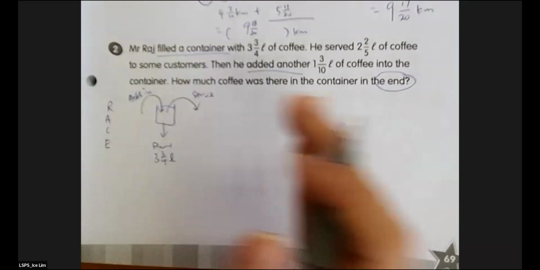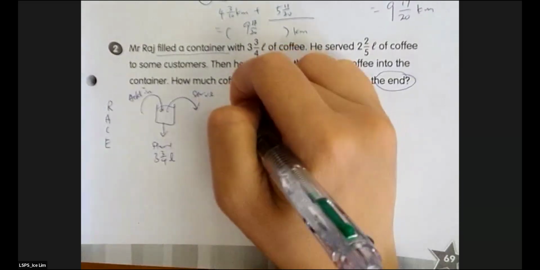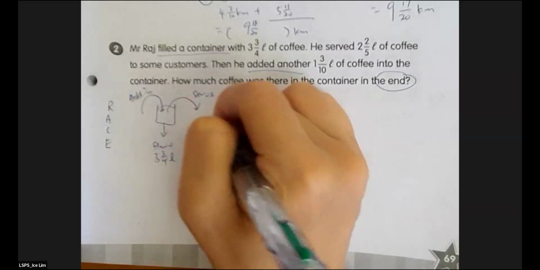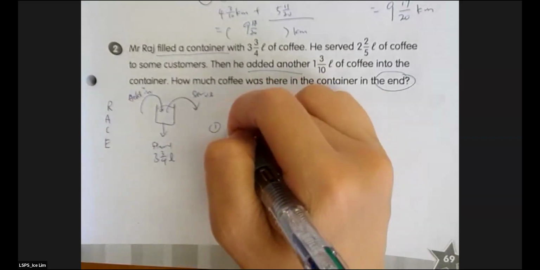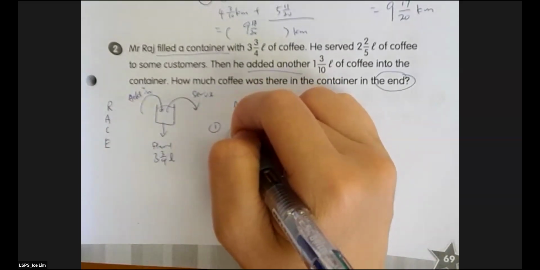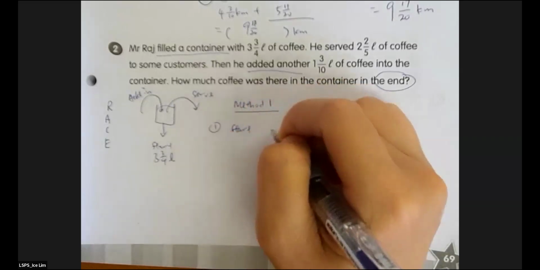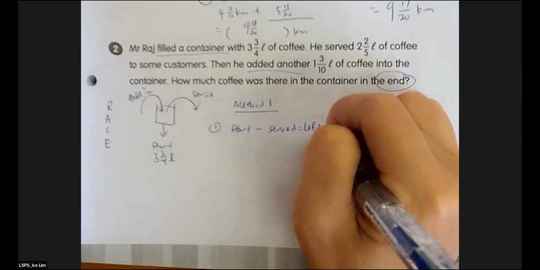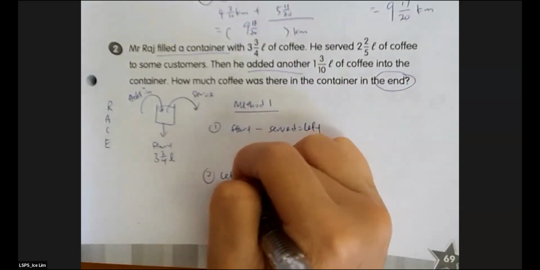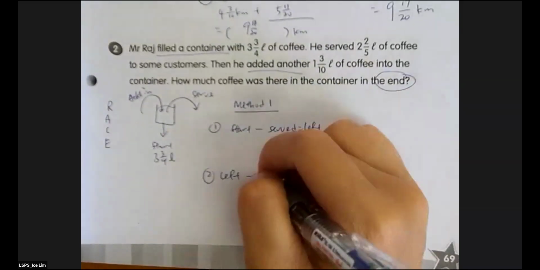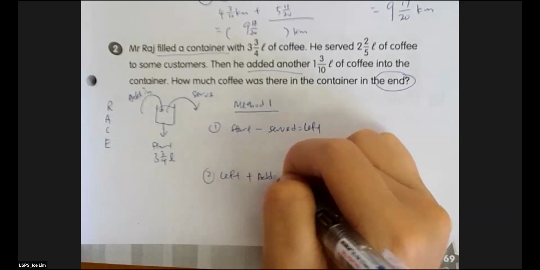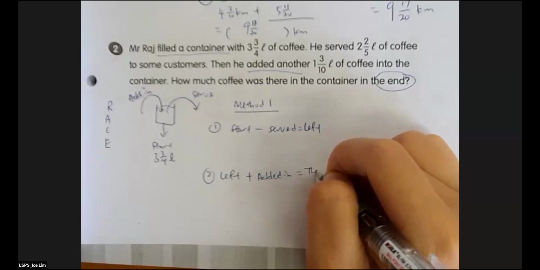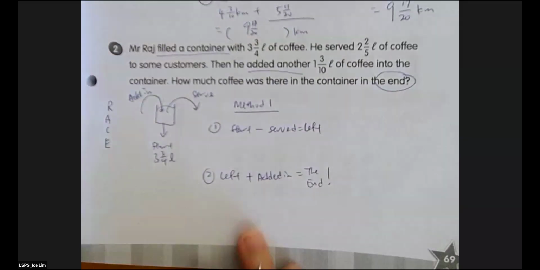Again, I can do step 1, step 2. If I do method 1, the two-step method. Step 1, I use the original coffee, the start coffee, minus served. That gives me the left. Then I use the left plus the added in. That will give me the end. Step 1, step 2.